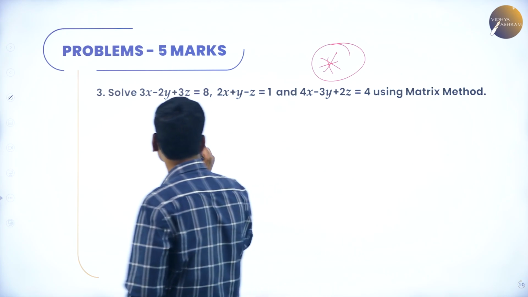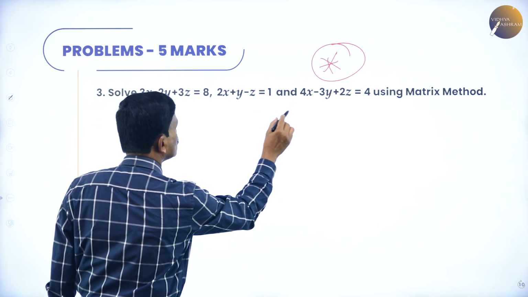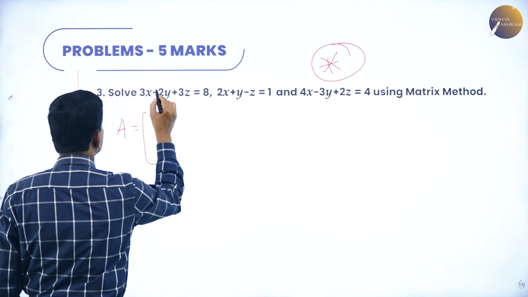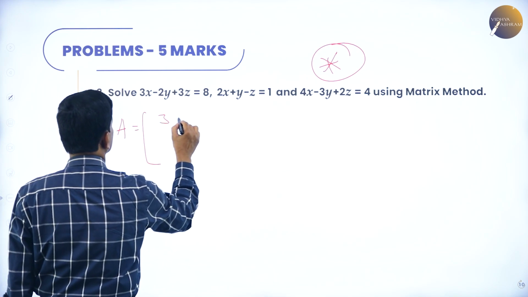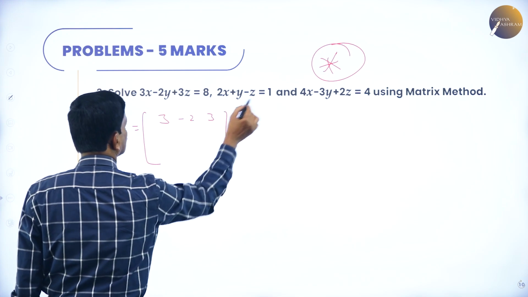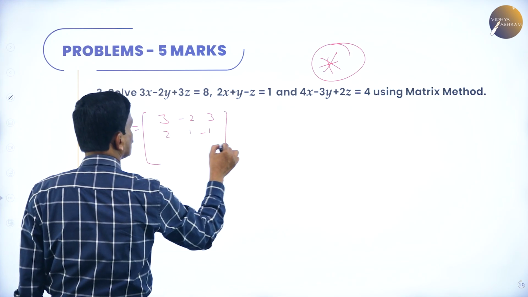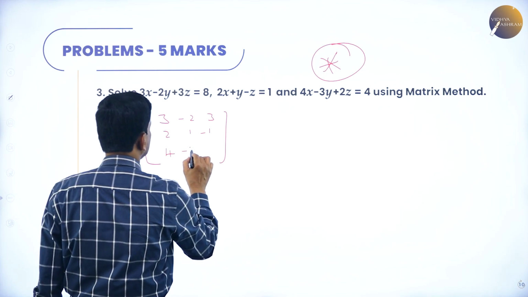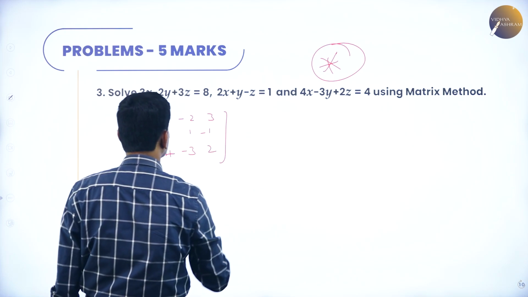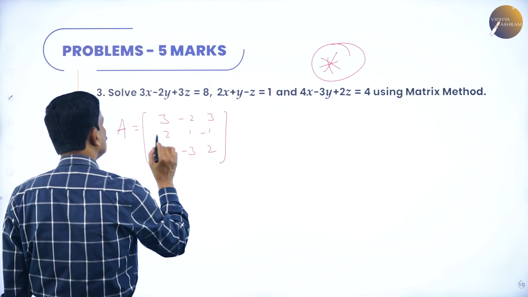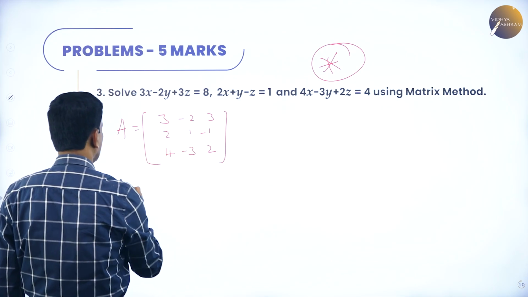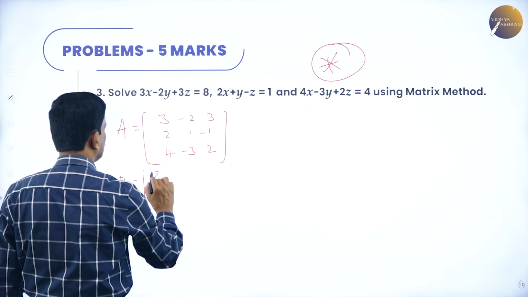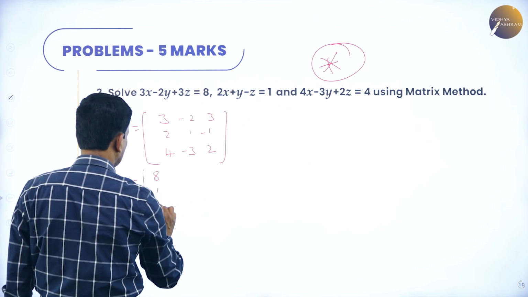Now, check whether it is in order or not. X, Y, Z, X, Y, Z, X, Y, Z and constant. Now, write down A here. A is equal to the coefficients of x, y, z: 3, minus 2 and 3. For the second equation 2, 1, minus 1. For the third equation, the coefficient of x is 4, y is minus 3, z is equal to 2. This is matrix A. And then matrix B is equal to the constants. What are the constant elements? 8, 1 and 4.